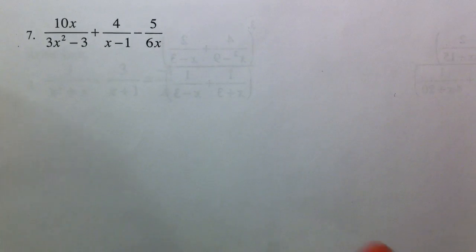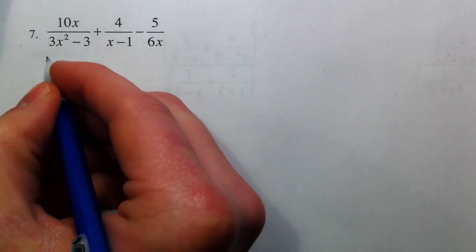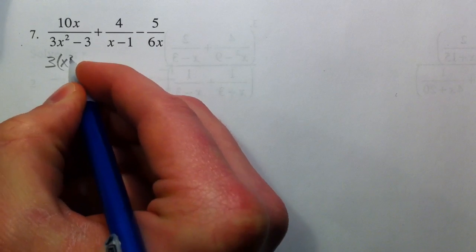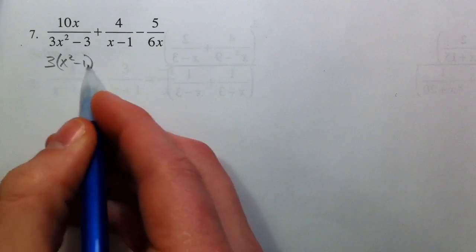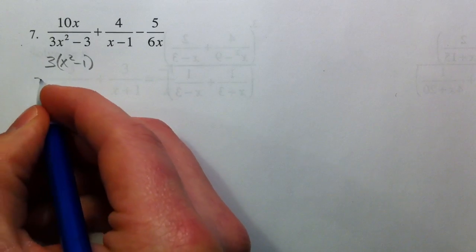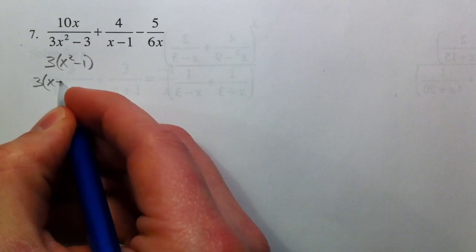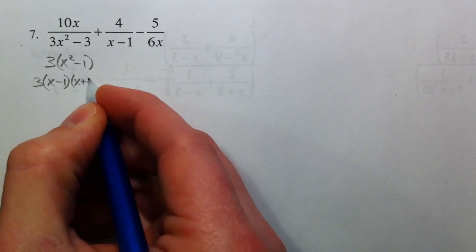You want to first start off with factoring as much as you can. So 3 times x squared minus 1 gets me excited because that's the difference of squares and it's really easy to factor. X minus 1, x plus 1.